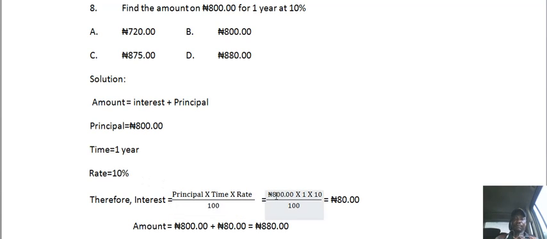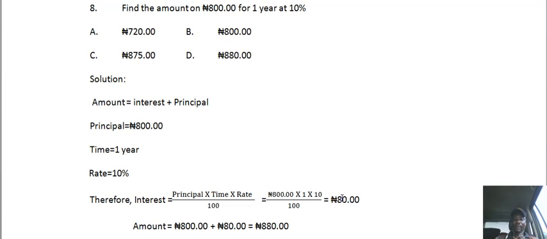Now, if you put in the values, we're able to find the answer. So principal is 800, our time is 1 year, then our rate is 10%, which is 10 over 100. So in that case, how many 100s can we see in 800? That is 8. So 8 times 1 times 10 is 80.